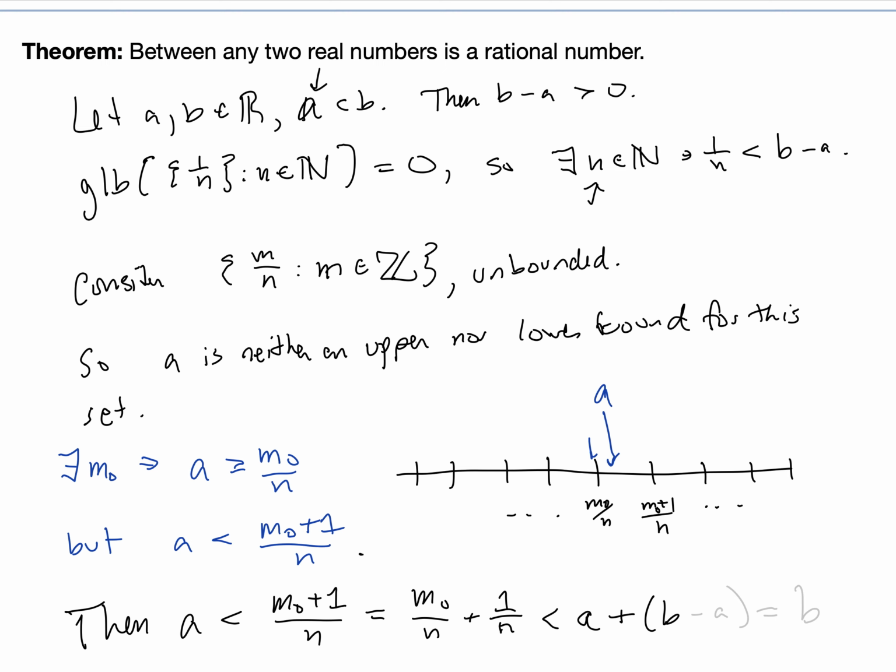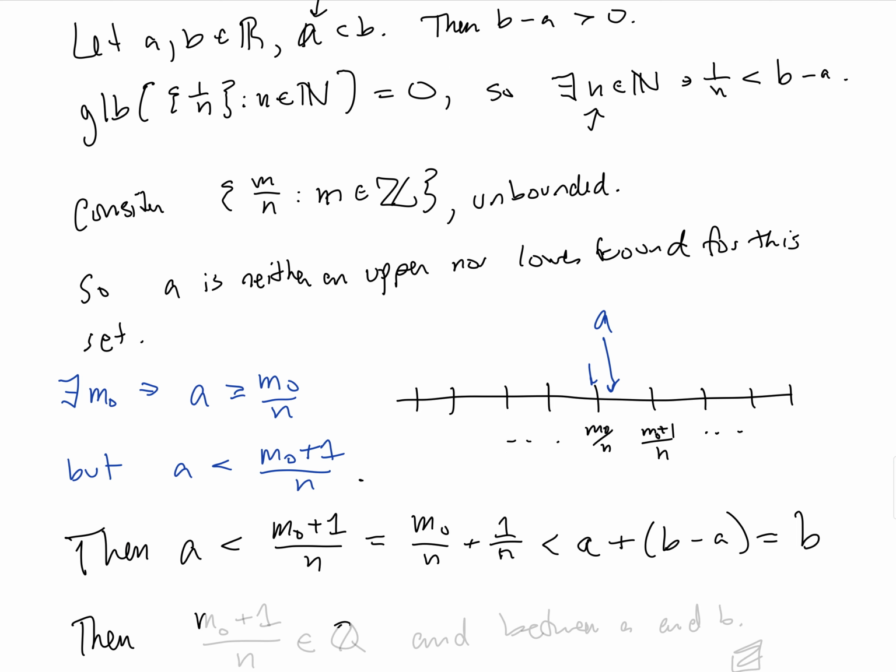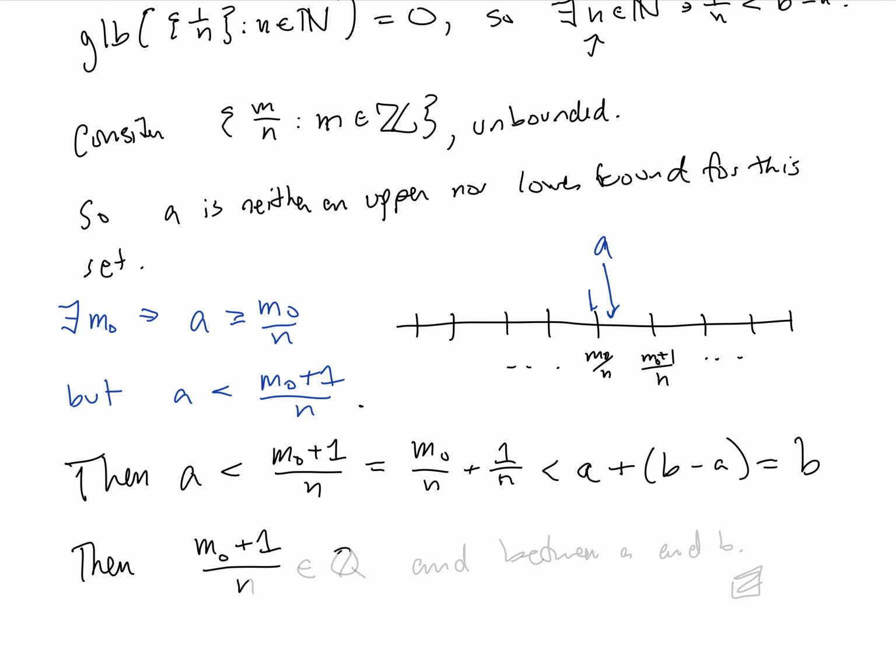But we chose n so that b minus a was strictly greater than 1 over n. So this is strictly less than a plus b minus a, and that's just b. And so what do we have? Then m0 plus 1 over n is in the rational numbers, and it's between a and b. So we chose two arbitrary real numbers, and there must be some rational number between them. So we've completed that proof.